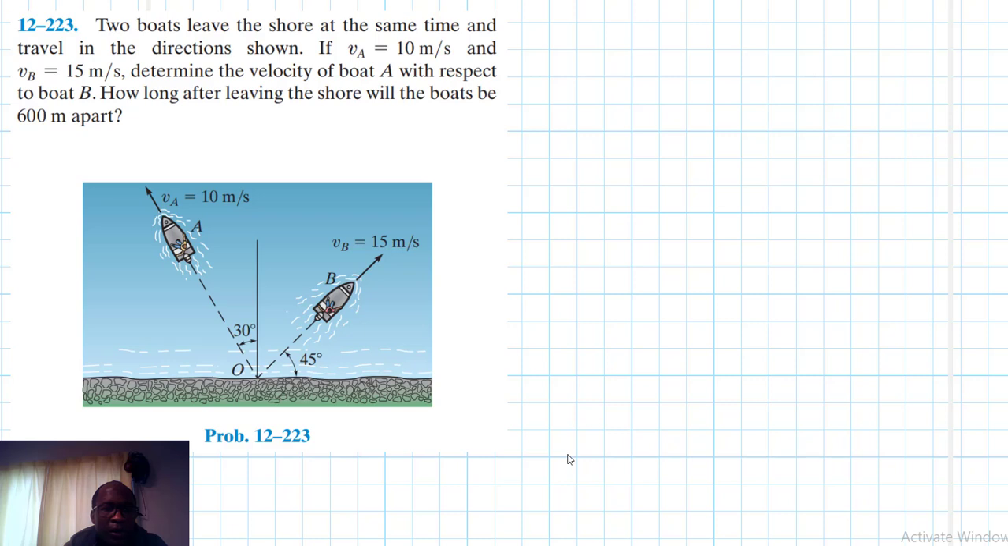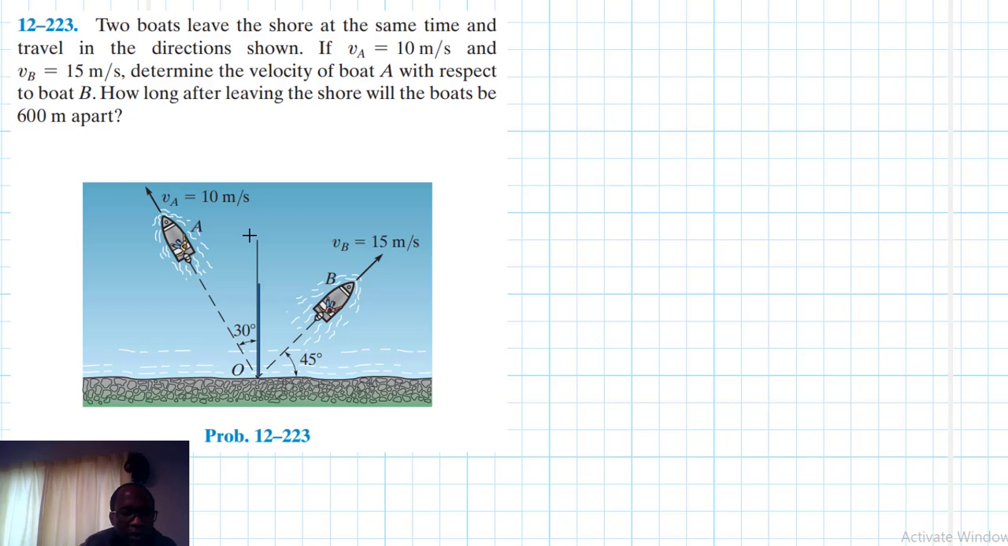Alright, so we have two boats with different speeds in two different directions, and we are being asked to determine the relative velocity of A with respect to B, and how long after leaving the shore will the boats be 600 meters apart. So let's write down the components for each one of these.